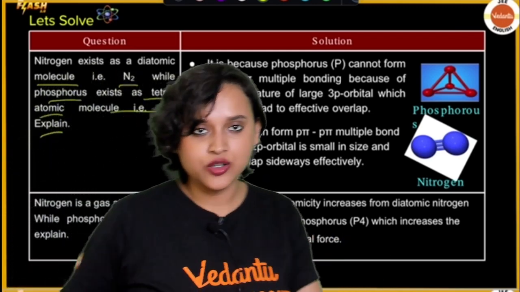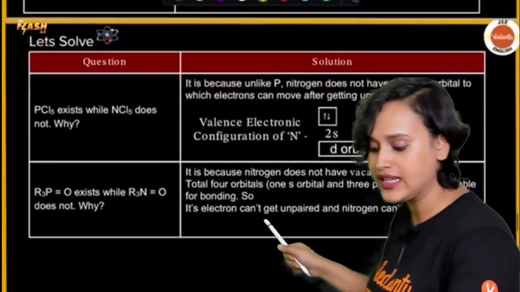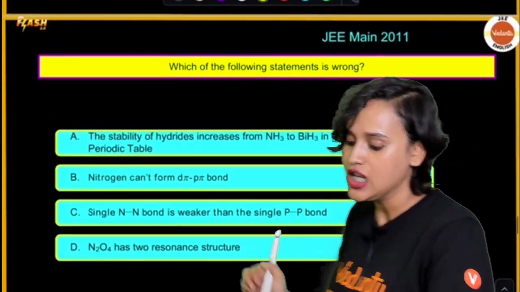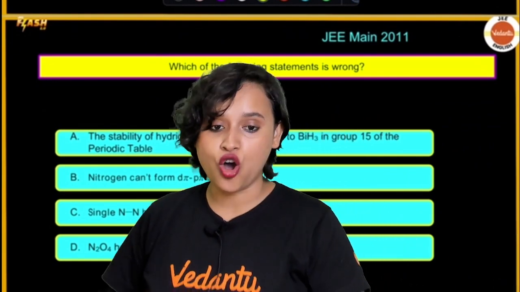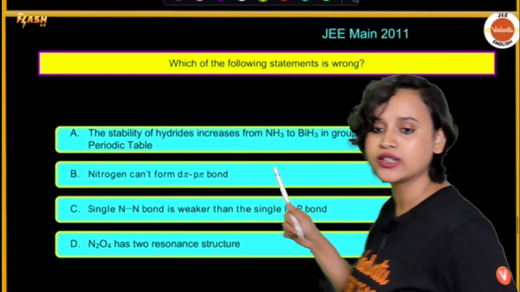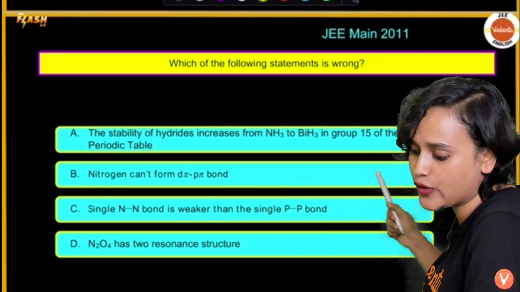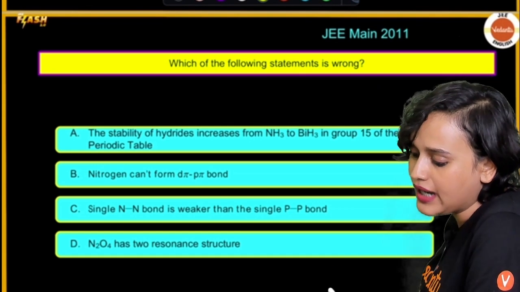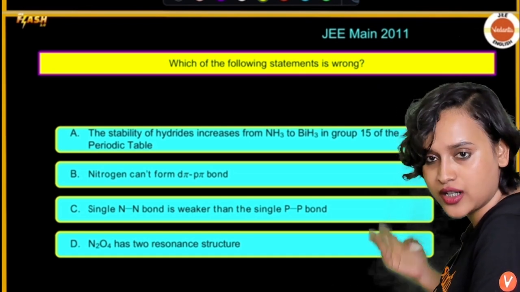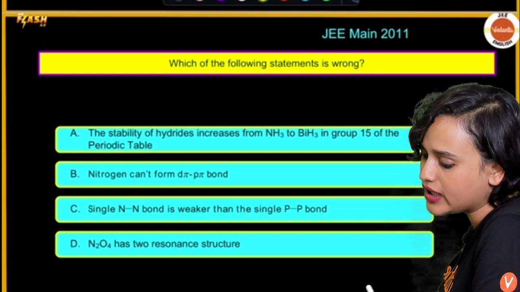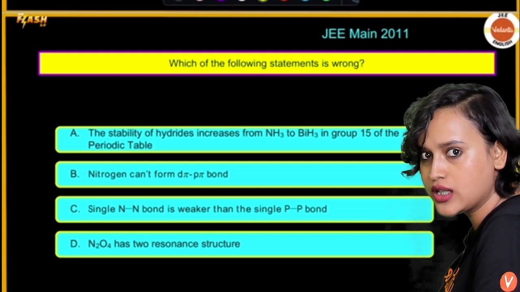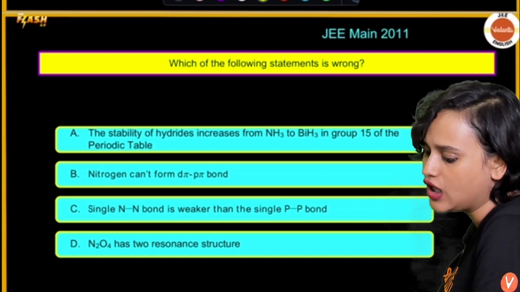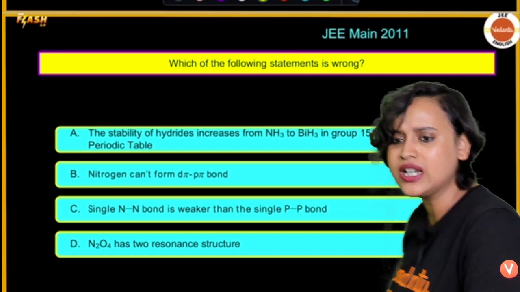Now, similarly, you have other questions here. These are the 2-3 slides that are filled with these kind of questions. And now we are going to solve this question, which is, which of the following statements is wrong? The stability of hydrides increases from NH3 to BiH3 in group 15 of the periodic table. That is true. Nitrogen can't form d pi p pi bond. That is true. Single N-N bond is weaker than the single P-P bond. Is that true? Is that true? That is true. N2O4 has two resonance structures.